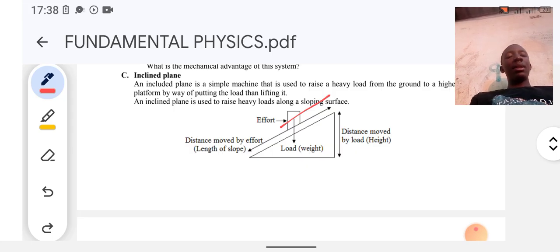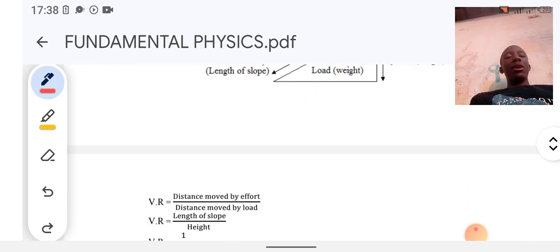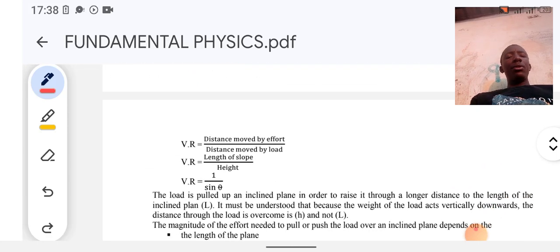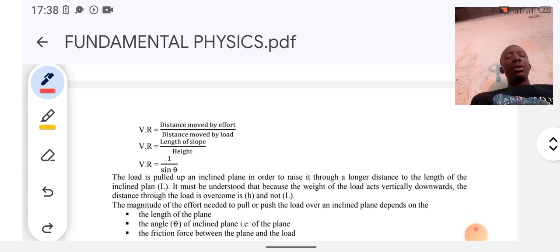The next thing you need to know is the gears. A gear is a wheel which can rotate around its center and has equally spaced teeth around it. Gears transmit motion from one wheel to another. The driving wheel provides the effort, while the driven wheel is the wheel on which the load acts. So this is what we call the gears.